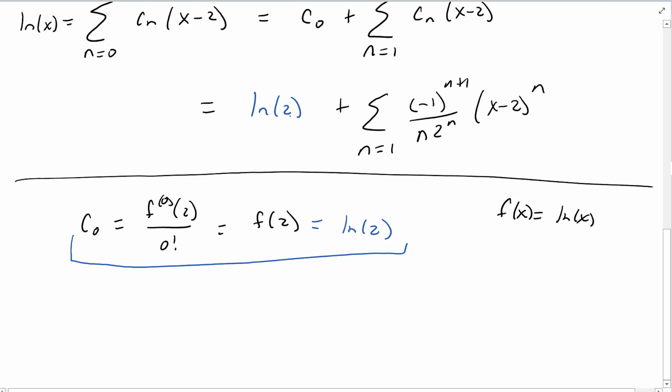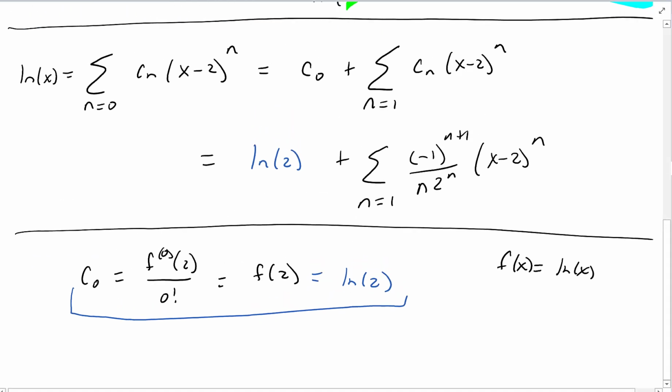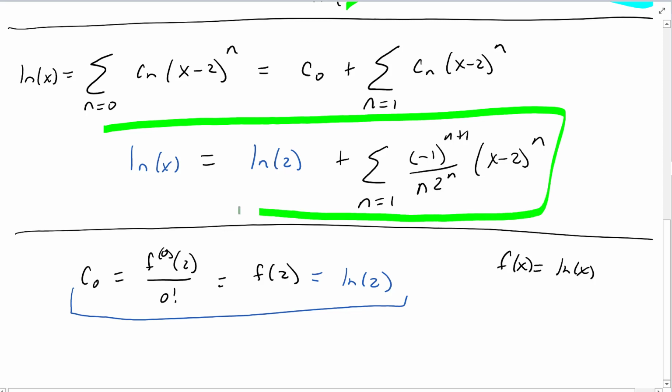So it's just like when we did the power series, the rule for natural log of 1 plus x, we had that constant that we had to solve for, and that's what that natural log of 2 is coming from. And so I find that my natural log of x as a Taylor series centered at 2 is equal to the natural log of 2 plus that summation.